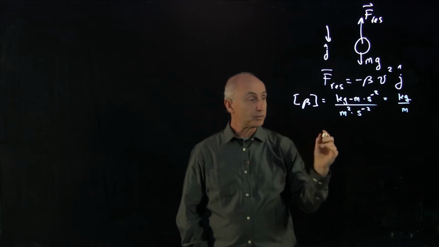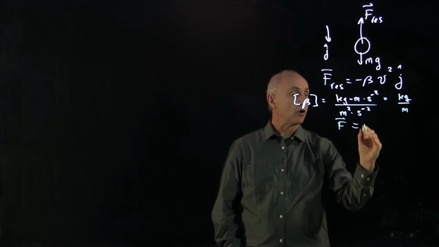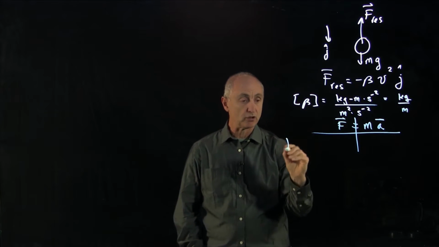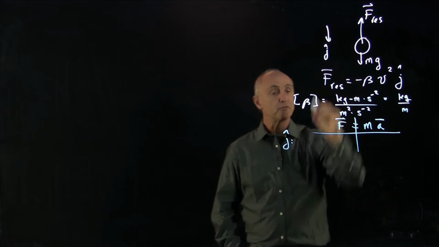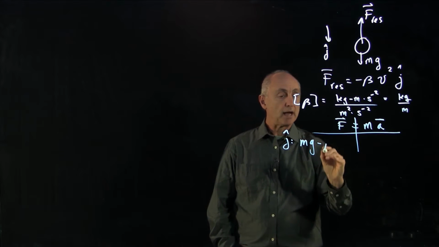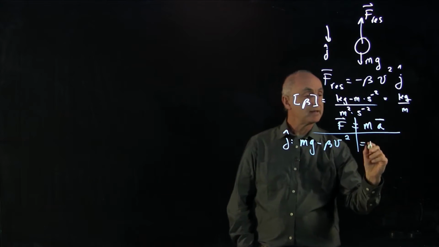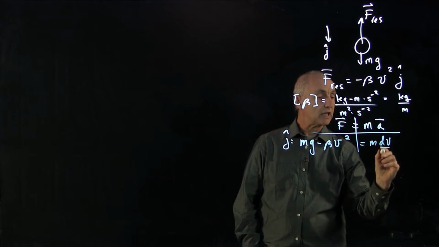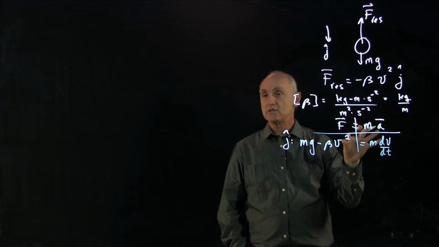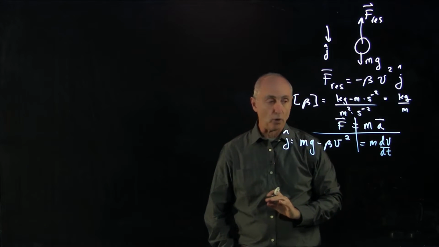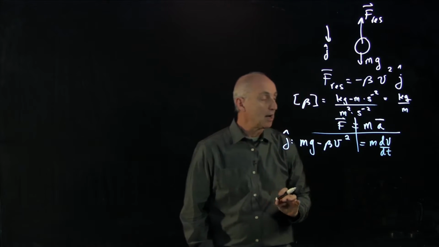Now, we'll apply, as usual, Newton's second law, F equals ma, to get our equation of motion. We're looking at the j direction, and our forces are gravity minus the velocity squared resistive drag force. And that's equal to the derivative of the velocity, dv dt. In this example, it's a one-dimensional motion, so I'm dropping any mention of our y direction for simplicity.